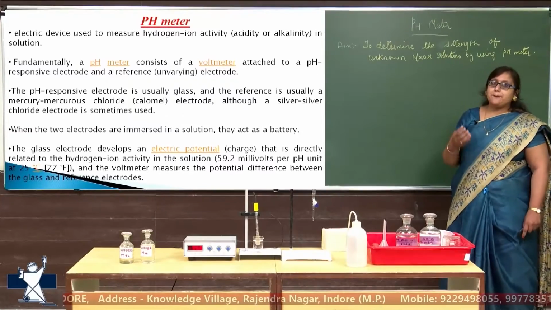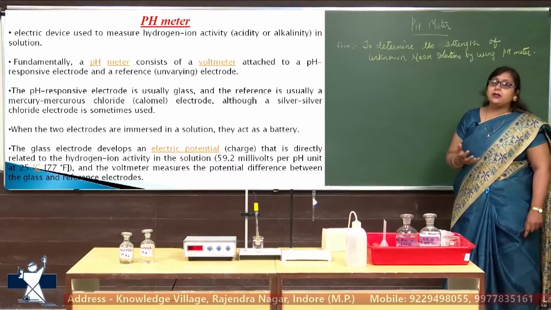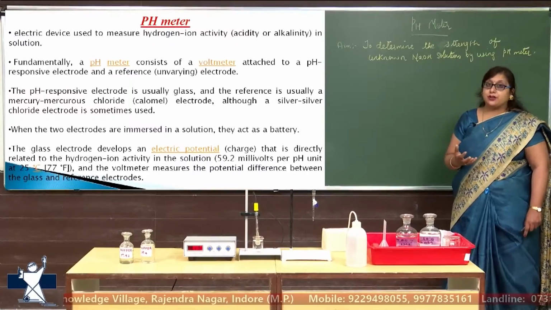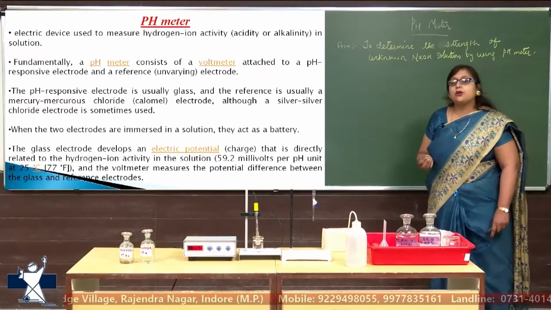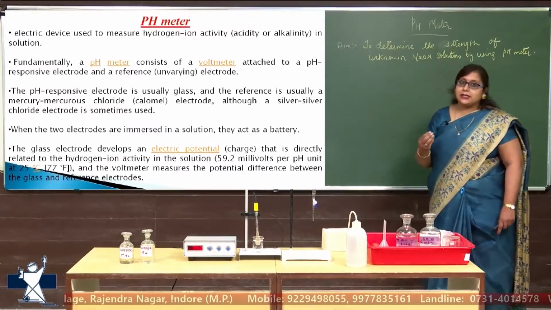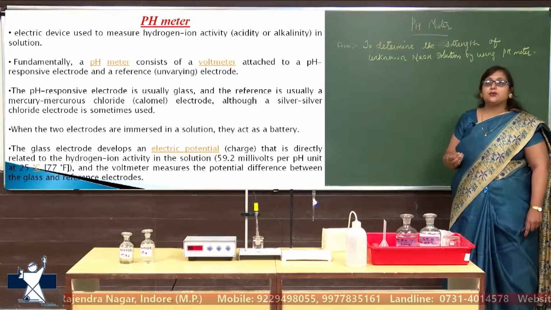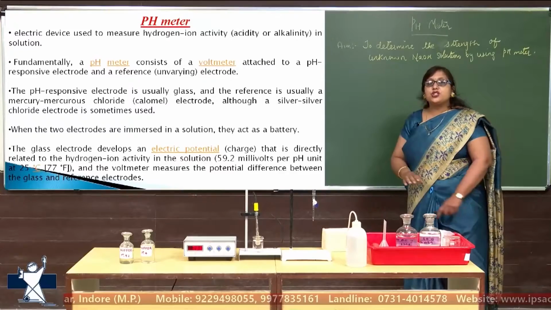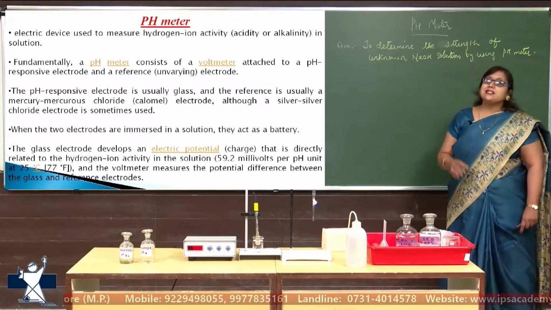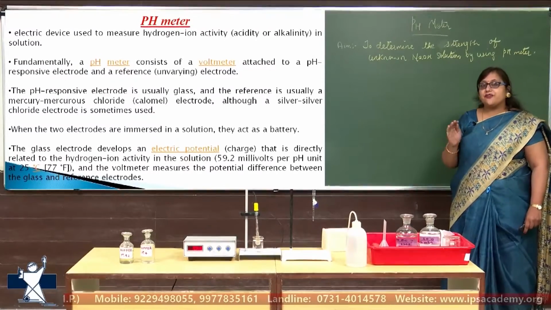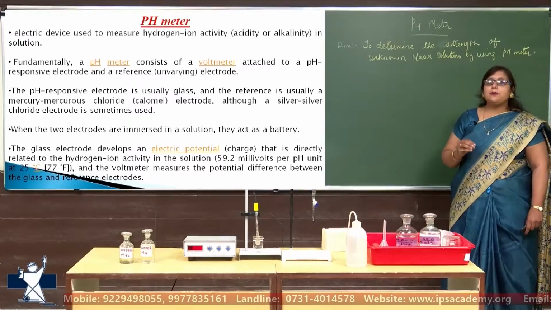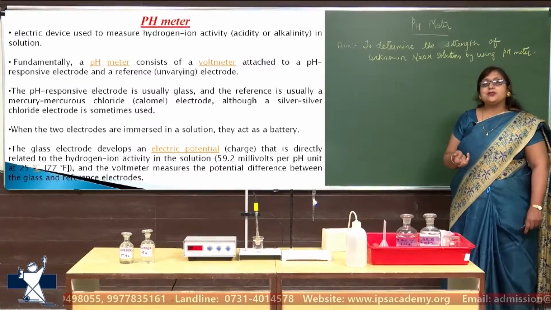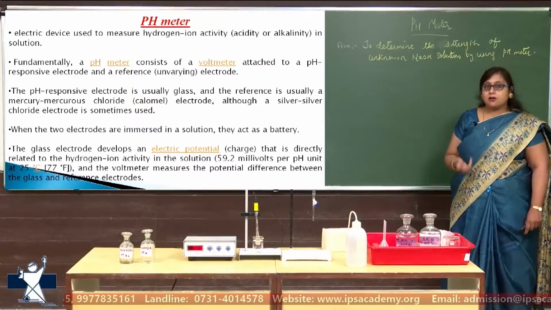Fundamentally, we can say that a pH meter consists of a voltmeter, which is attached to a glass electrode and a reference electrode. The glass electrode is a varying electrode, whose reading changes, and the reference electrode is an unvarying electrode, due to which there will be no change in its reading. The pH electrode is usually glass and the reference electrode is usually mercurous chloride, which is also known as the calomel electrode, and sometimes we use a silver chloride electrode also.